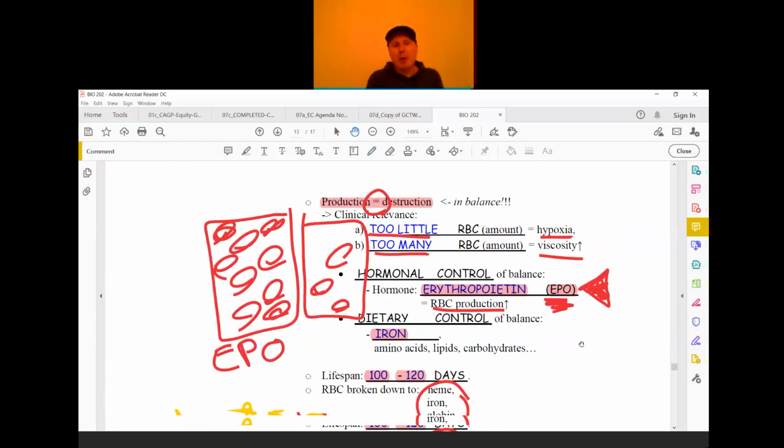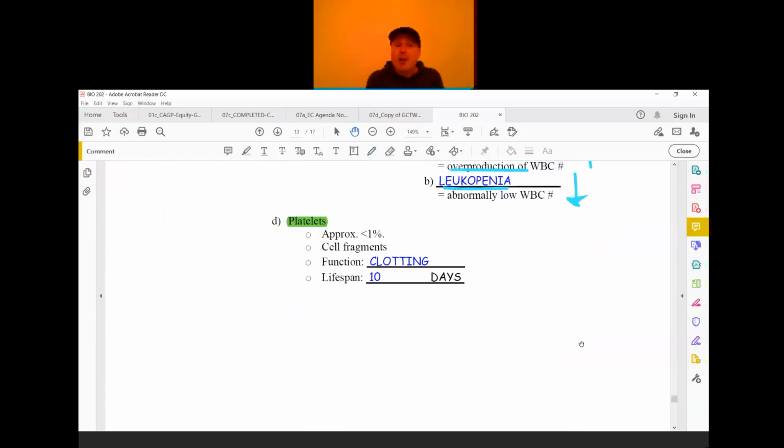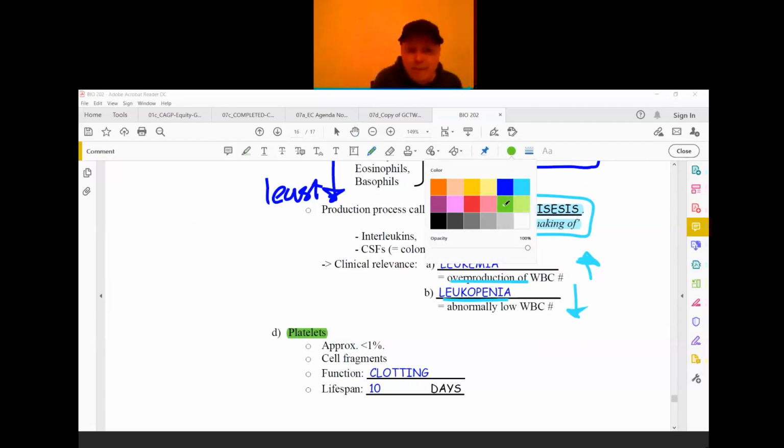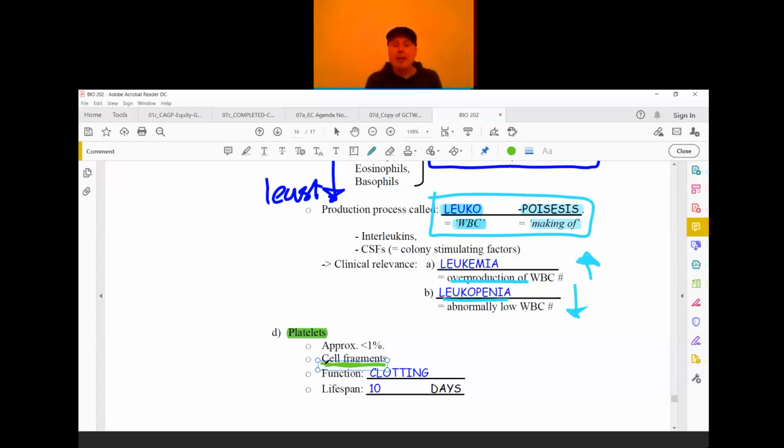So let's see what we need to know about platelets. Platelets are not full cells. They're actually just simply fragments of cells. And what platelets do, they help with clotting of the blood. So when you cut yourself and bleed, it is thanks to this clotting mechanism that you stop bleeding. You don't bleed to death.